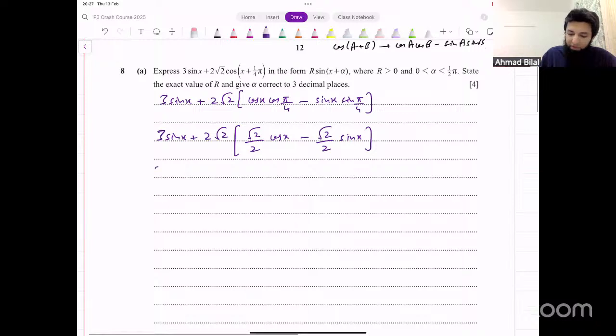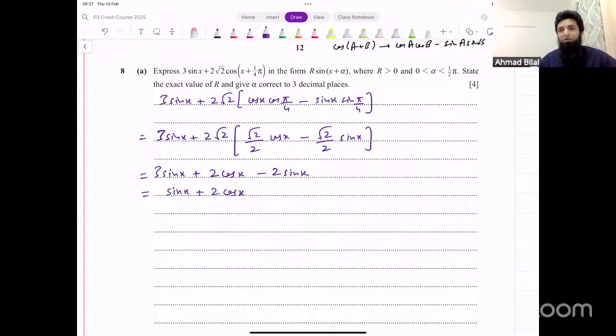Let's simplify this. 3 sine x plus 2 under root 2 gets multiplied with this. 2 and 2 get cancelled. Under root 2 into under root 2, that will be 2. So you have 2 cos x. And similarly there you have minus 2 sine x. And that simplifies to 3 minus 2, that's 1 sine x plus 2 cos of x. So that's what you have to do first.